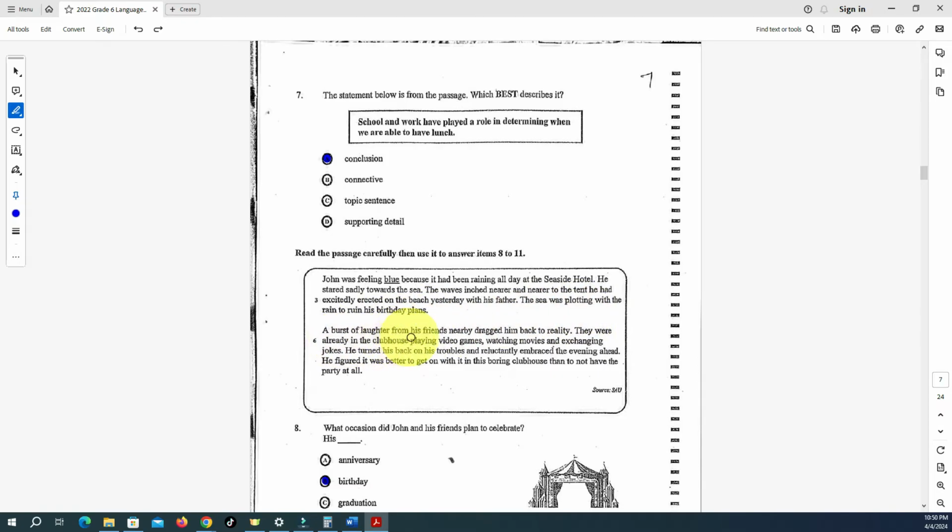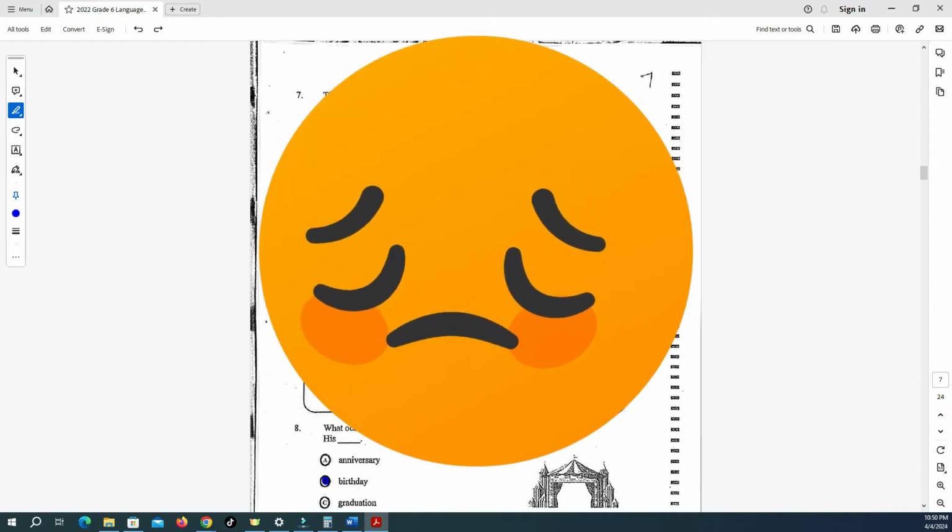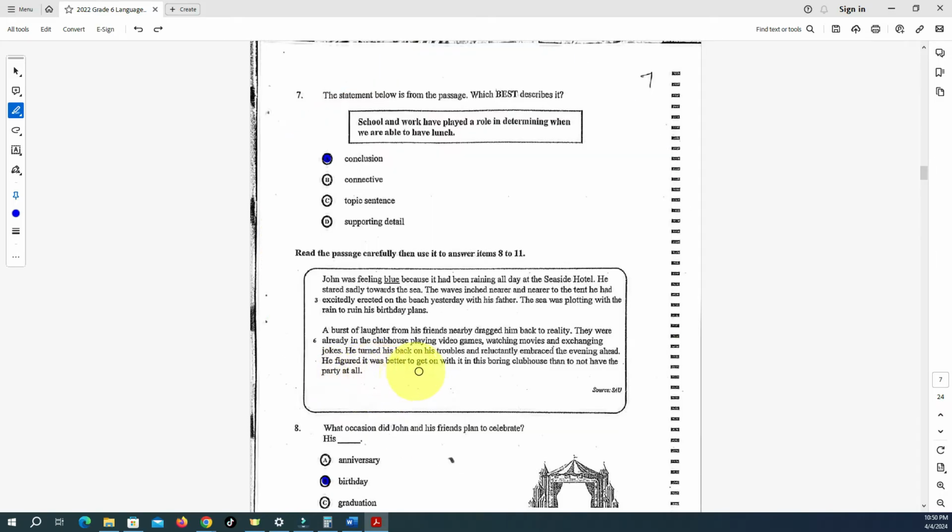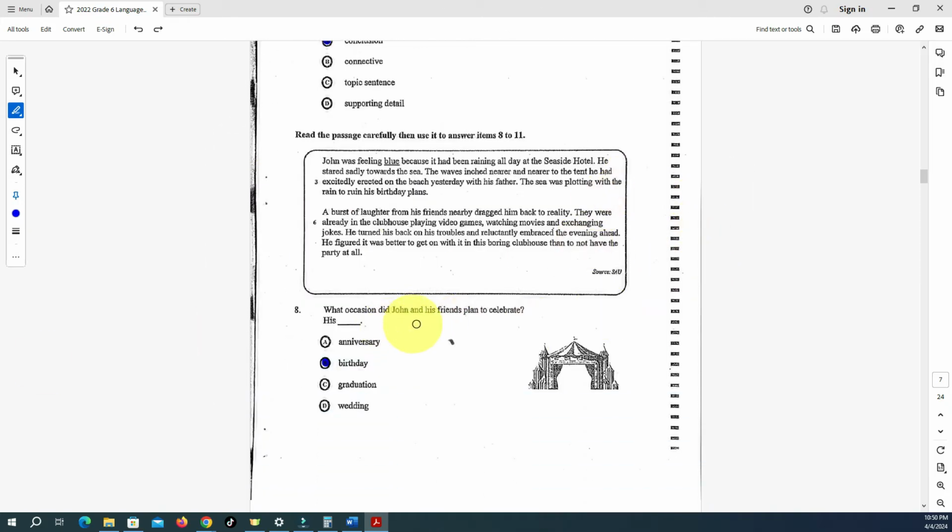A burst of laughter from his friends nearby dragged him back to reality. They were already in the clubhouse playing video games, watching movies, and exchanging jokes. He turned his back on his troubles and reluctantly embraced the evening ahead. He figured it was better to get on with it in this boring clubhouse than to not have the party at all.